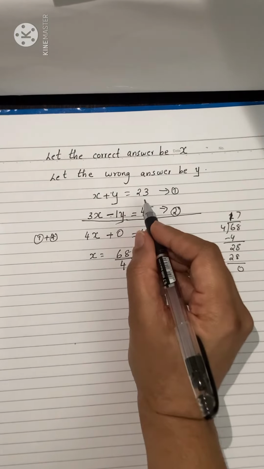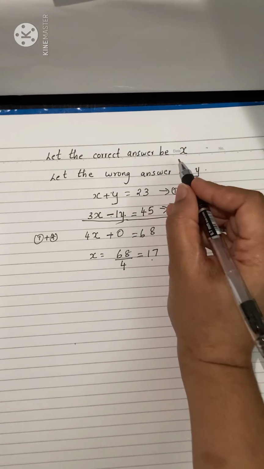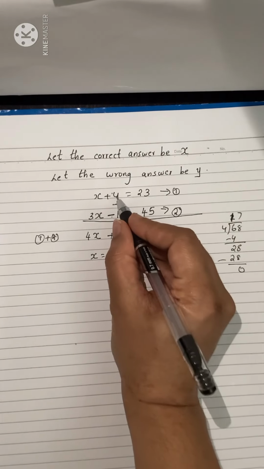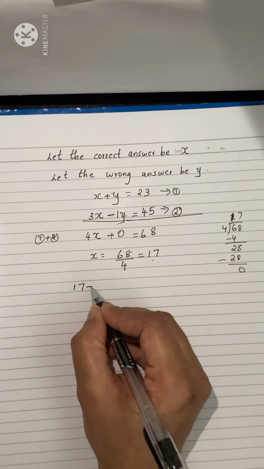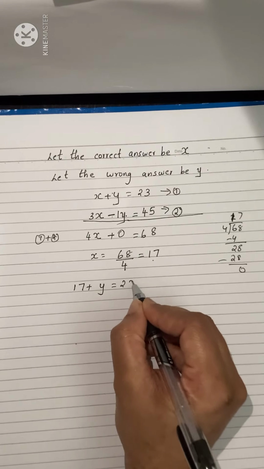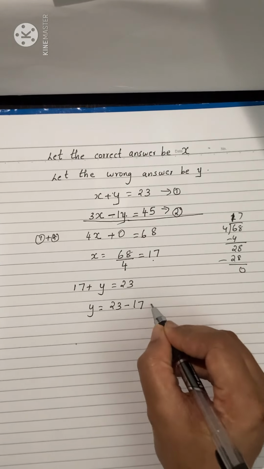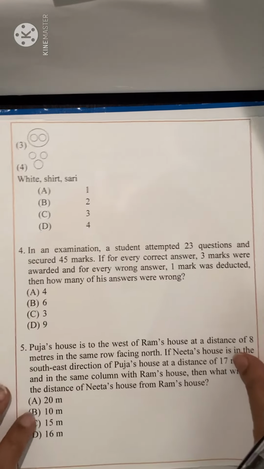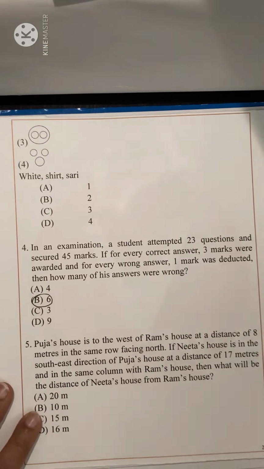Out of 23 questions he attempted, 17 answers he wrote correctly. Now for finding the wrong answers, we can substitute this value in this x plus y. That is 17 plus y equals 23. Therefore y equals 23 minus 17, which is equal to 6. Therefore the wrong answers is 6. Option B.